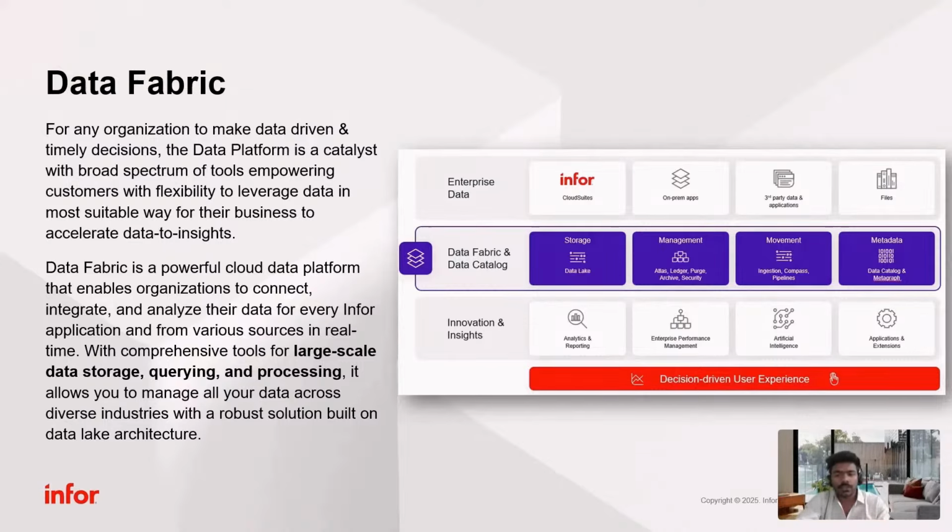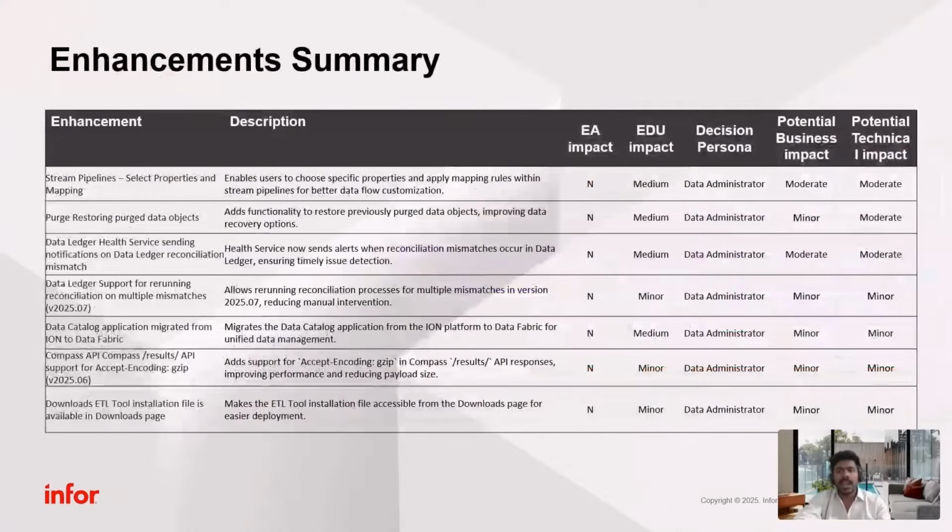With comprehensive tools that will help you in large scale data storage, querying, and processing, Infor Data Fabric allows you to manage your data, and it is built on a data lake architecture. And these are the enhancements that we have for this release. This consists of managing your data while you're streaming it from source to destination, purging your data, and sending notifications during reconciliation. The data catalog application has been migrated from ION to Data Fabric. Similarly, Compass has started supporting GZIP encoding. And additionally, the ETL tool can be downloaded from the downloads page of Data Fabric.